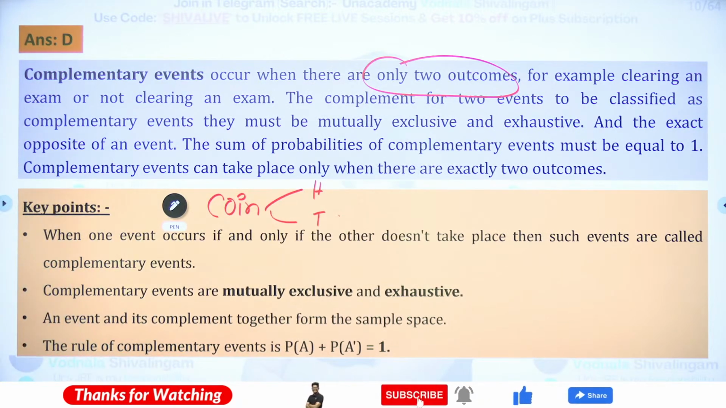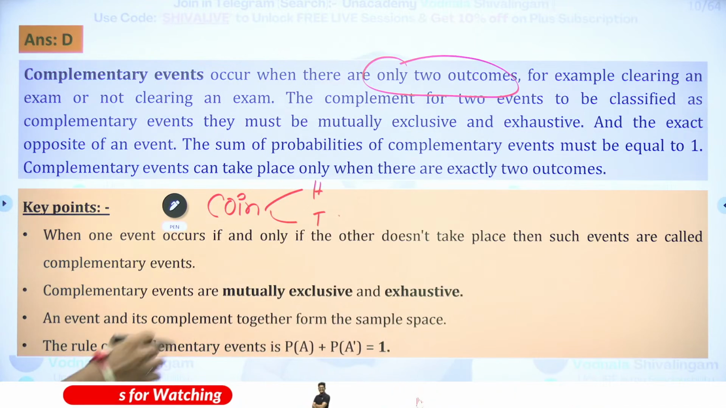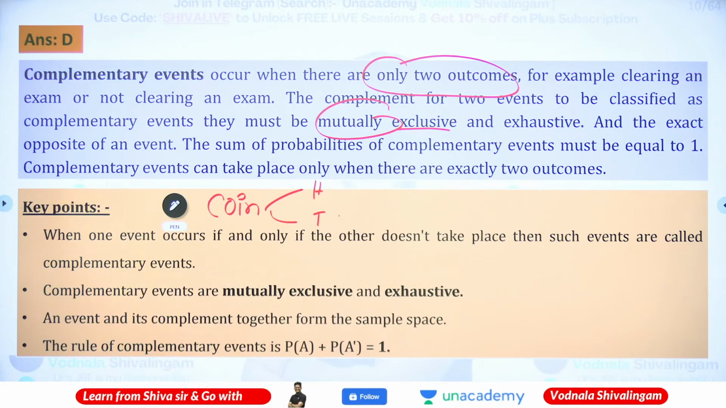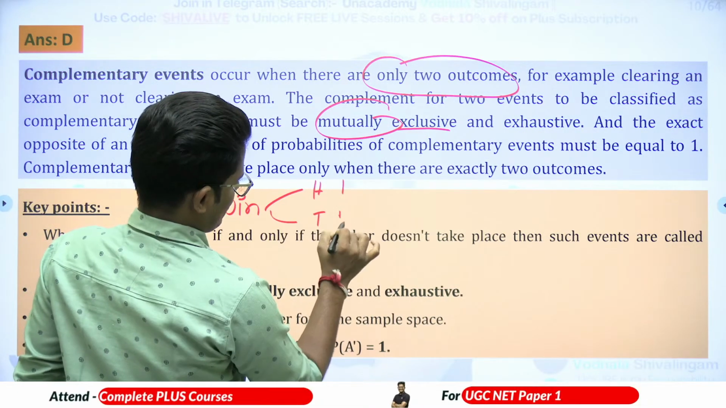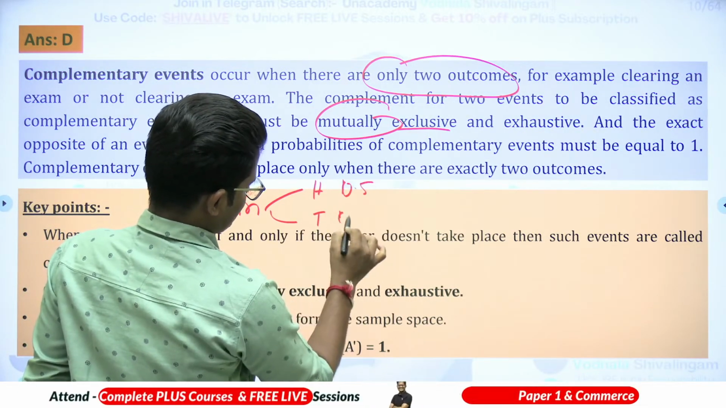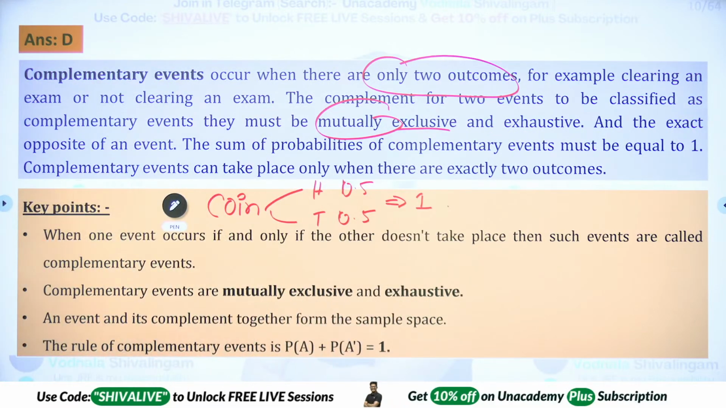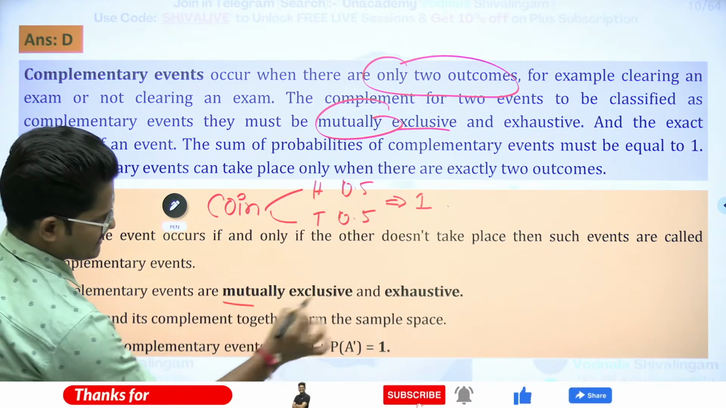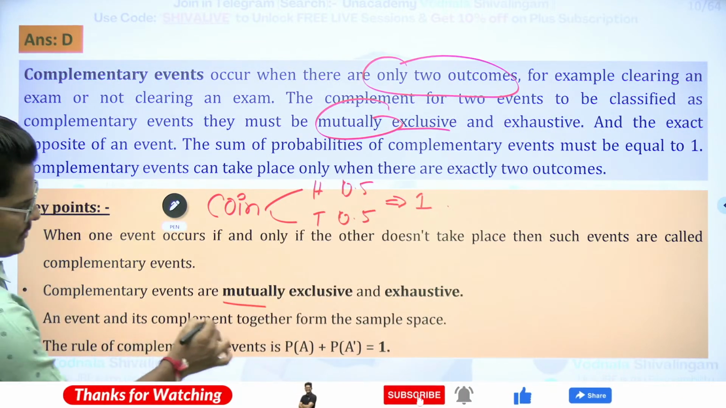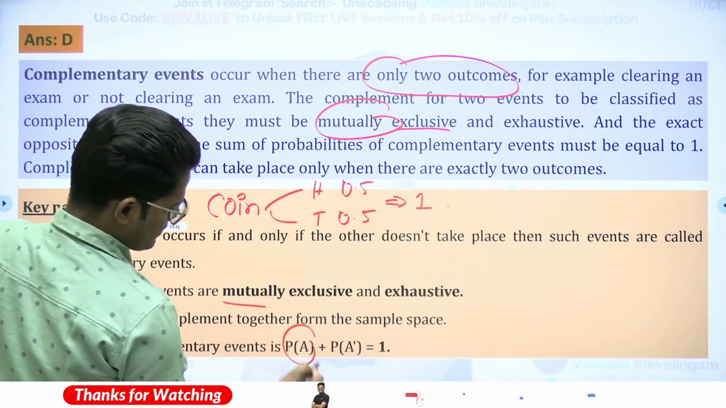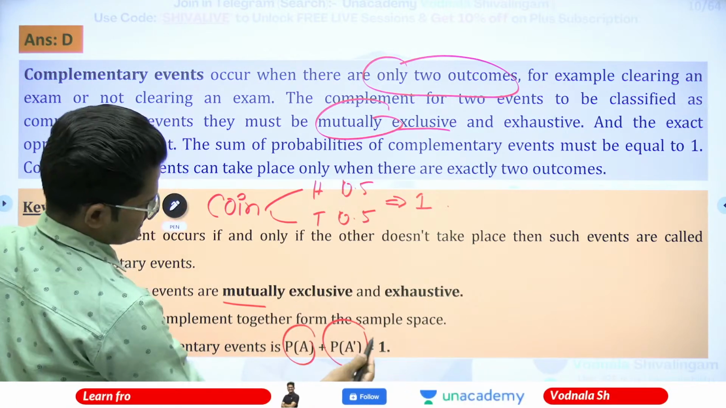The complement of an event must be mutually exclusive, meaning if one is occurring, the other is not going to occur. It is the exact opposite of an event. The sum of the probabilities of complementary events must be equal to 1. So pass 50% and fail 50% put together must be equal to 1. So there will be 2 possibilities. Complementary events are mutually exclusive and exhaustive. An event and its complement together form the sample space, and the rule of complementary events is that the probability of A occurring plus the probability of not occurring is equal to 1.